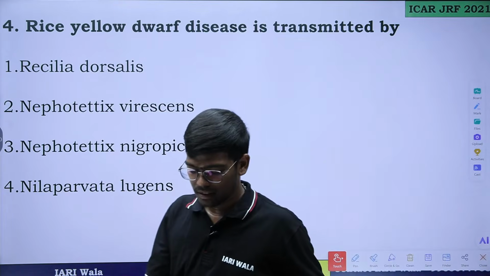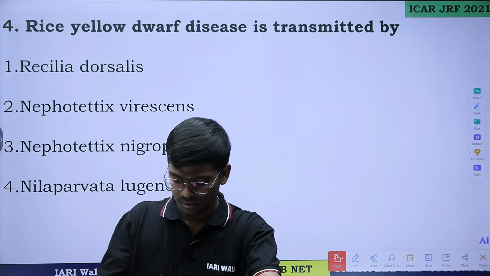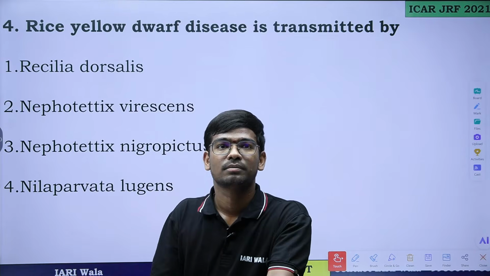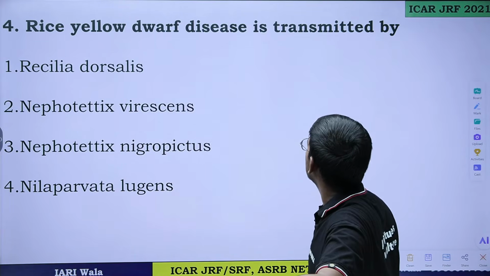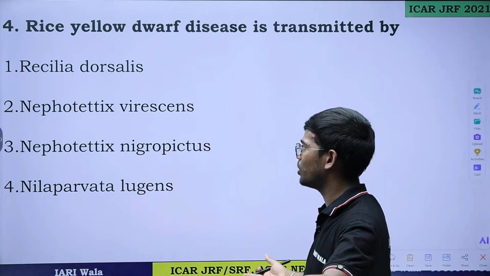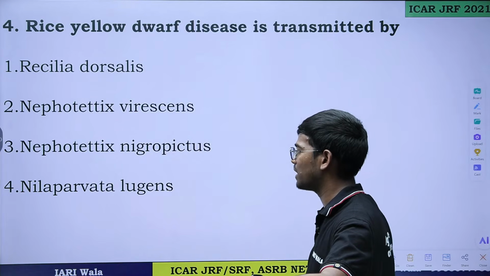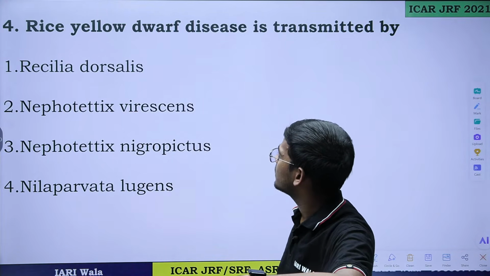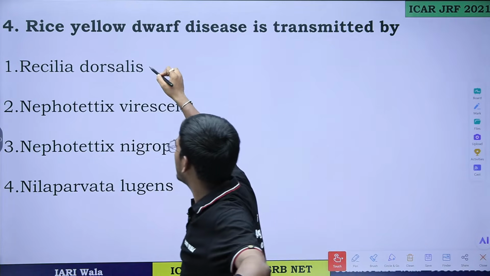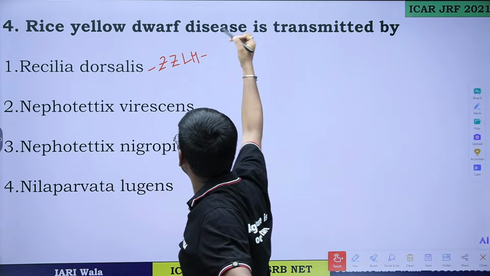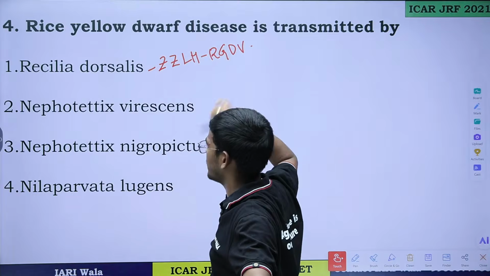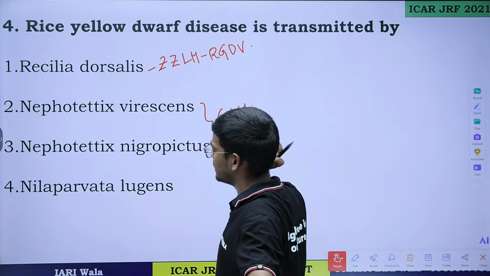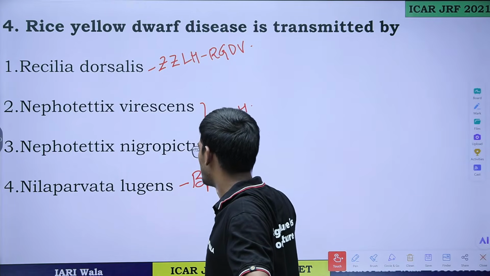So we were discussing this already. So the answer will be for this. Answer for this question. Rice yellow dwarf disease is transmitted by, here they are giving four options, that is Recilia dorsalis, Nephotettix virescens, Nephotettix nigropictus, and Nilaparvata lugens. So these are the four different options. Recilia dorsalis is the zigzag leafhopper, ZZLH, which transmits rice gall dwarf virus. Previously we have discussed it. Nephotettix virescens and Nephotettix nigropictus both are green leafhoppers, GLH. And Nilaparvata lugens is BPH, that is brown planthopper.